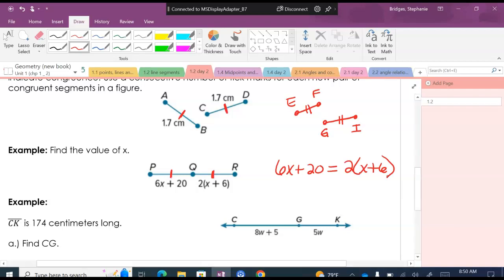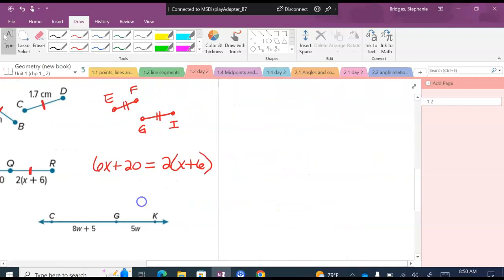So that 2 that is on the outside of the parentheses needs to get multiplied by both the x and the 6 inside the parenthesis. That is what we call distribute. I'm going to leave the other part alone. I'm going to come over here to the side so I have some more room. I'm going to leave 6x plus 20 alone because I don't have any parentheses there. And I'm going to multiply 2 times x, which gives me 2x. And then I'm also going to multiply 2 times that 6, which gives me 12.